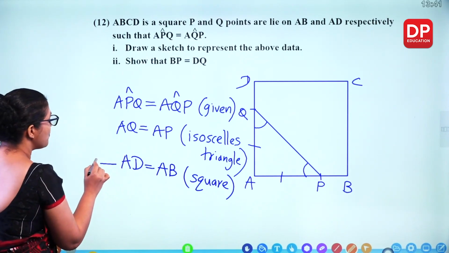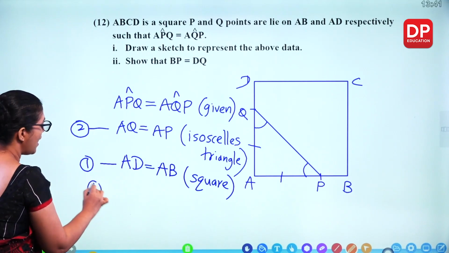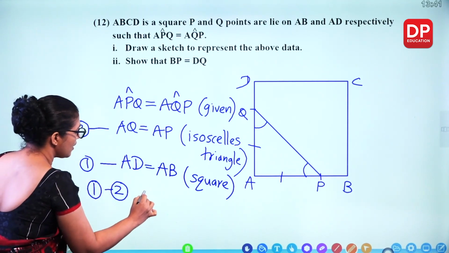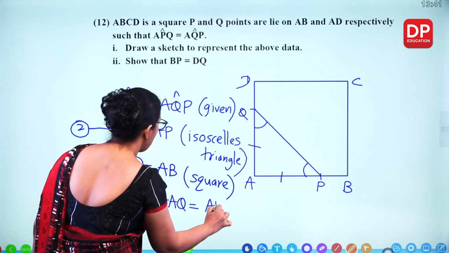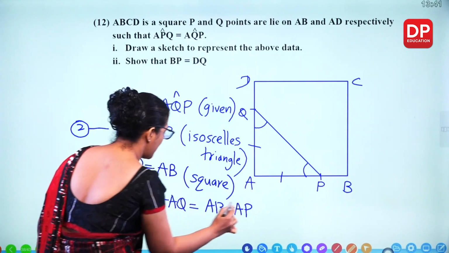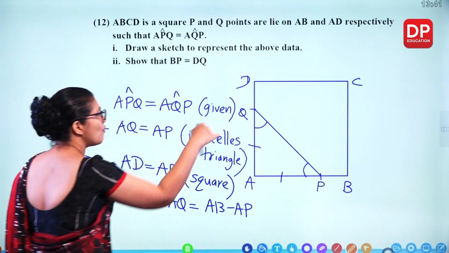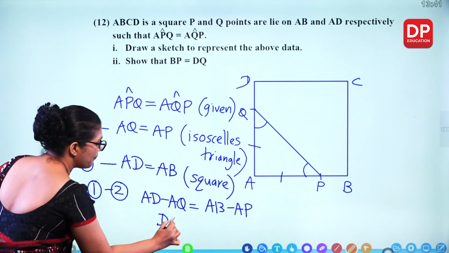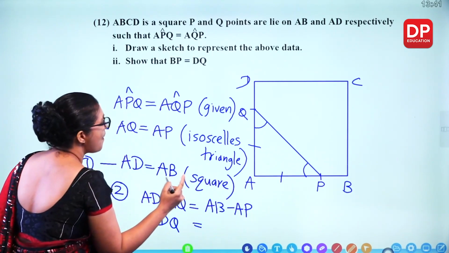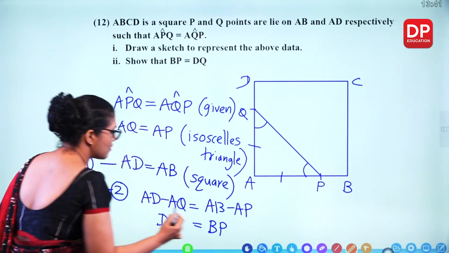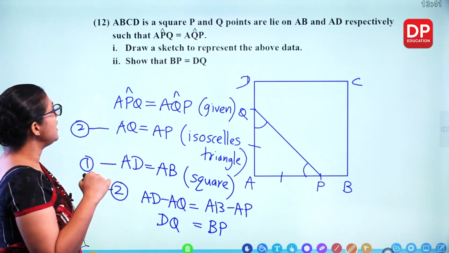Now I want to subtract. I'll take this one 1 and this one 2. 1 minus 2. AD minus AQ is same as AB minus AP. AD minus AQ, what's the distance? You get DQ. What's AB minus AP? That's BP. So these two lengths also equal. So that's the proof we need.